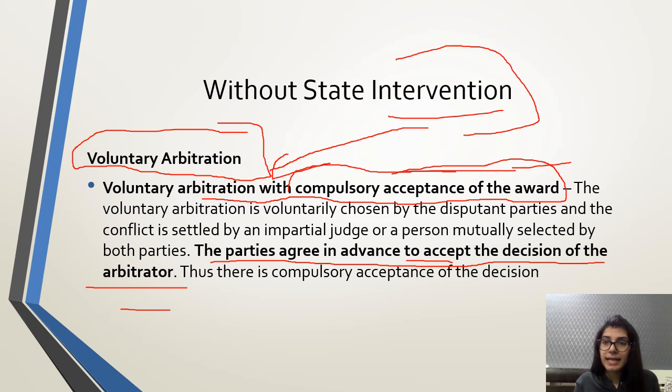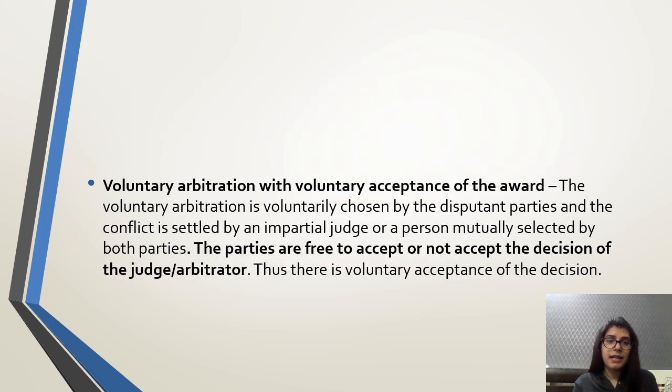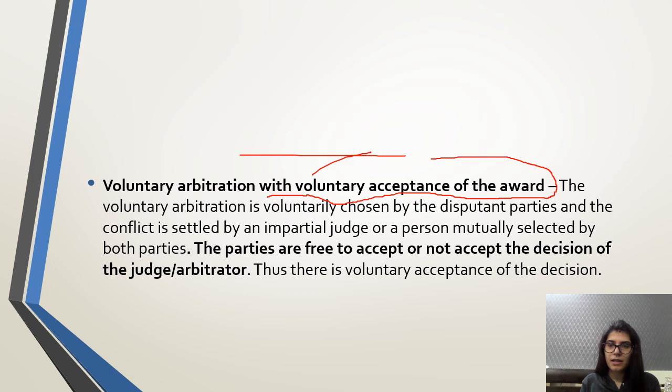Now the second type of arbitration under this category is voluntary arbitration with voluntary acceptance of the award. Now what is voluntary? By your own will, okay, it is their choice. You remember in school people used to ask you to come voluntarily and help conduct a function, we need volunteers for it. Or if something is being organized in the nearest temple or gurudwara, then volunteer to help out the community, help out the temple people, right? So that is voluntary. Now here, the parties are free to accept or not accept the decision of the judge or arbitrator.